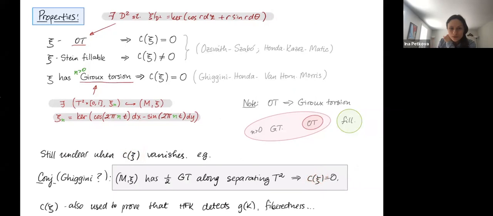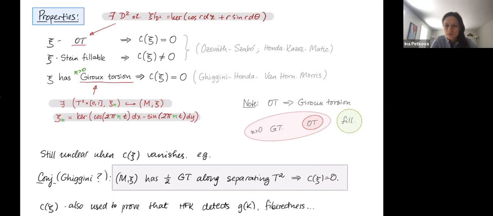Just a little more advertising before we go into definitions: why is this class exciting? It was used to prove other things in low dimensional topology, such as that knot Floer homology detects the genus, detects fiberness, and stuff like that. Secretly, the construction is at the heart of those proofs. So I'm about to get to defining it. Any questions for now? Feel free to pause me at any point.